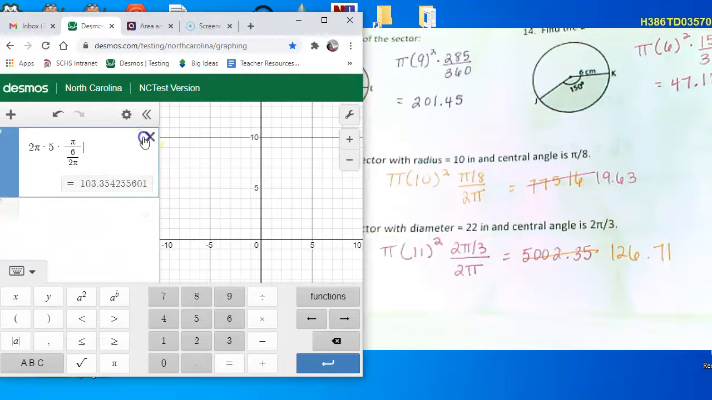So let me just make sure that you understand how to put that in. If I'm going to do that last one, I'm going to put pi and then 11 squared. And then I'm going to put this in parentheses. There's another way to do it, but putting it in parentheses just helps make it make sense. And then divide by 2 pi. And then we do get 126 instead of 5,002. And same thing happens here. Just wanted to make sure that you were aware.